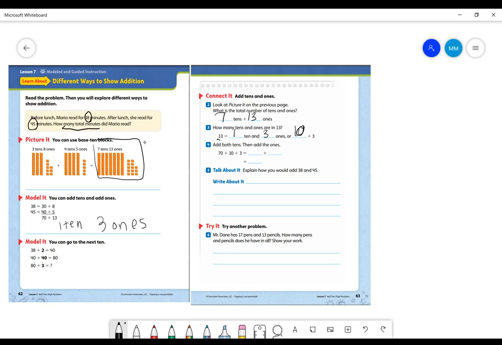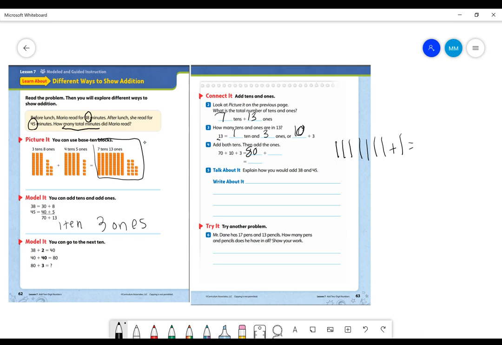It says add both tens, then add the ones. All right, so we have 70 plus 10 plus 3. So here is what I'm going to do now. I know that I'm going to have 7 tens, so I'm just going to go ahead and draw that out. 1, 2, 3, 4, 5, 6, 7. 70 plus 10. So 7 tens plus 1 ten is 8 tens, which is the same as what number? It's the same as 80.